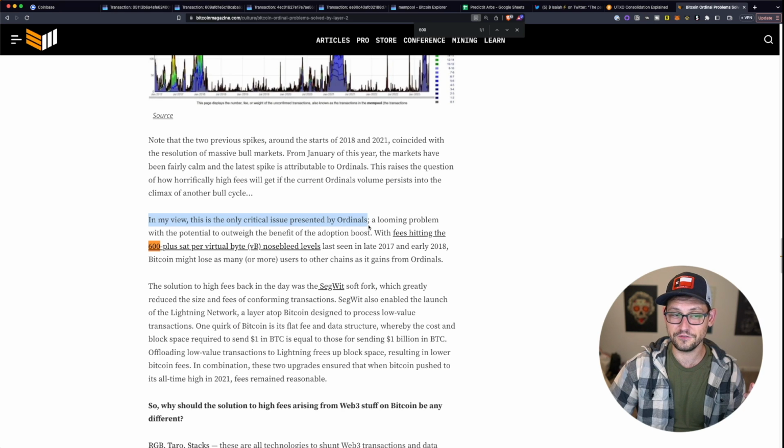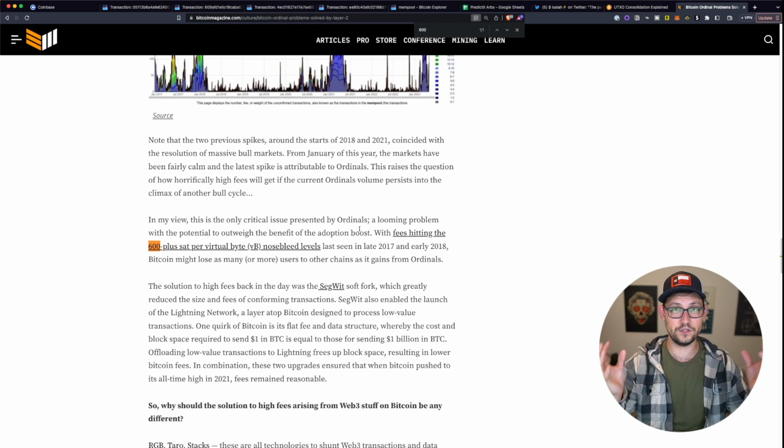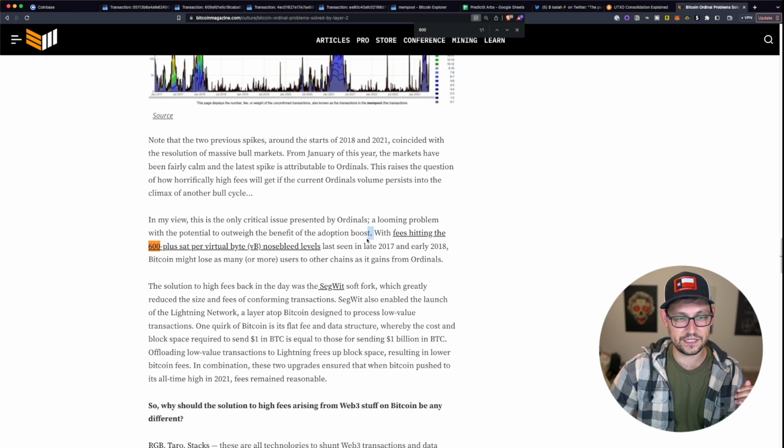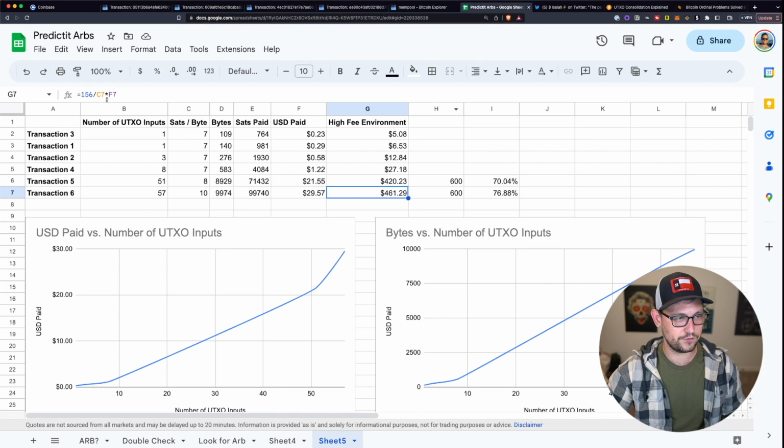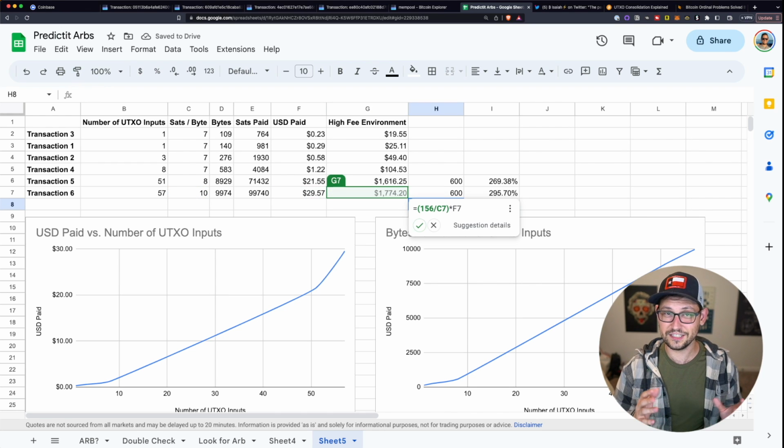After this whole ordinals thing, it's my opinion that at any point we could end up with some new feature on Bitcoin that creates a permanently higher fee environment. And I don't think the fees will persistently be at like a 600 plus sat per byte level like they were back when we were dealing with peak ordinals. But if they did ever get that high, if we just went here and we did the math on that, suddenly all of these transactions start to get very, very expensive.